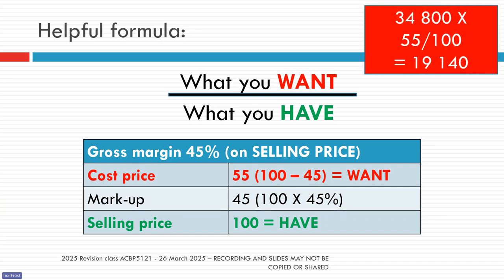Again, if you look up there in the top right-hand corner, I take the selling price of 34,800 rands and multiply it by what I want over what I have. What did I want? I wanted the cost price. What did I have? I have the selling price. And that is how we calculate the cost price of 19,140 rands. Again, I'm going to pause a moment to give you time to read through the slide and make sure you can see where I get all my amounts.